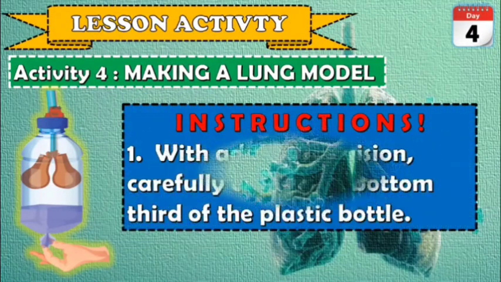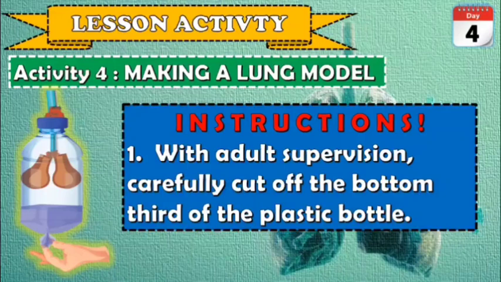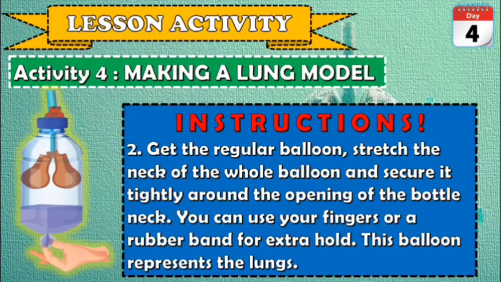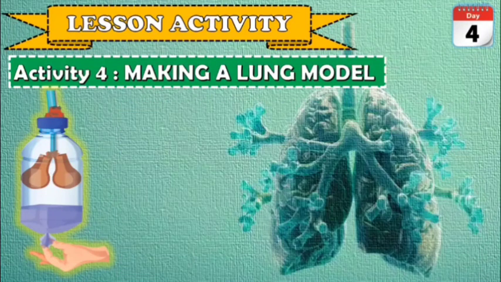Day 4. Activity 4. Making a lung model. Instruction: with adult supervision, carefully cut off the bottom third of the plastic bottle. Number 2. Get the regular balloon, stretch the neck of the whole balloon, and secure it tightly around the opening of the bottle neck. You can use your fingers or a rubber band for extra hold. This balloon represents the lungs.